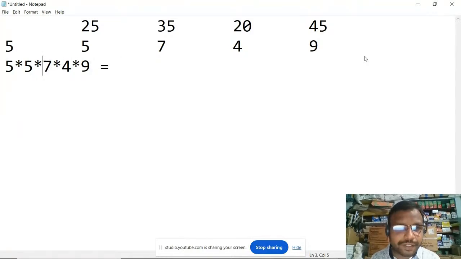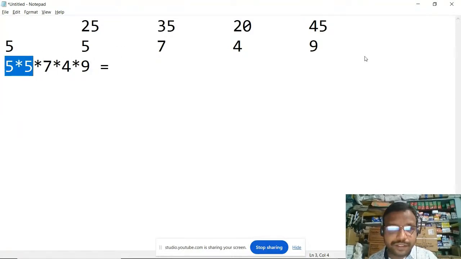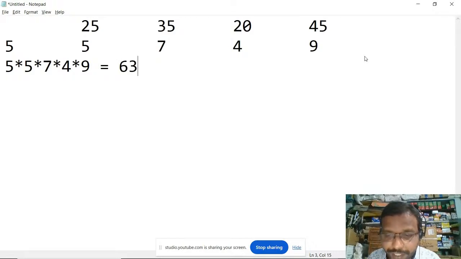5 fives are 25, 25 fours are 100, and 7 into 9 is 63. So 63 into 100 is 6300. Do the smart work for the calculation part. Don't depend on the calculator.